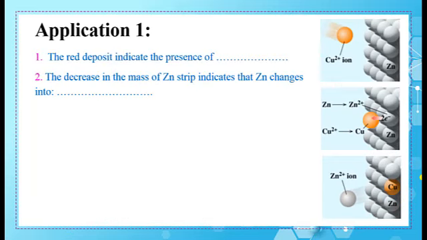The red deposit indicates the presence of Cu. Since Cu2+ plus the electrons lost from Zn, they will form Cu. The decrease in the mass of the Zn strip indicates that Zn changes into Zn2+. As we said, Zn will change into Zn2+ and go to the solution.